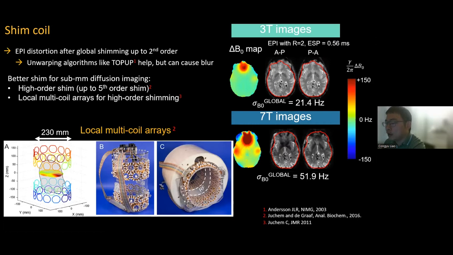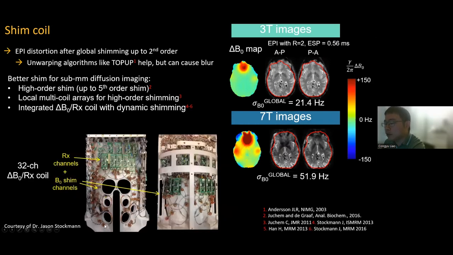So we integrated the receiver coil and the local multi-shim array into the same loop. That's why it's called the AC-DC coil. We add shim loops on top of the 32-channel receiver array to provide the dynamic B0 shimming ability while preserving the array's reception sensitivity and the parallel imaging performance.